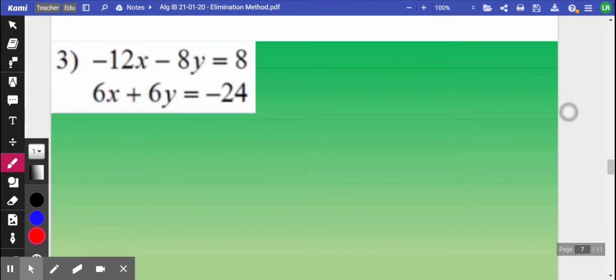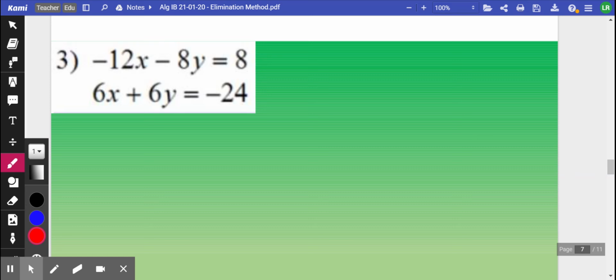Okay, and let's use these two. So again, I'm going to show you a little something with this one in a second. But again, I look at this one, -12x minus 8y equals 8. We have 6x plus 6y equals -24. Again, my x's don't add up to 0. My y's don't add up to 0. So I need to make that happen.